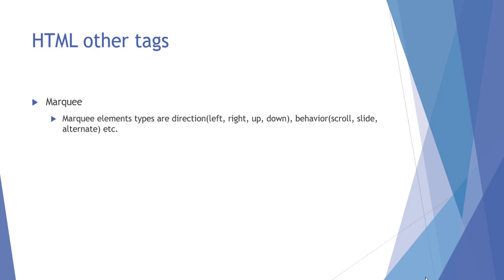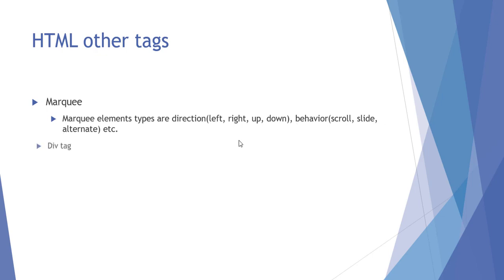It has many types. Direction is used to move it left to right or up to down, and behavior is used to decide how this tag will be implemented. Its default is scroll, and it can also move as alternate and as slide.